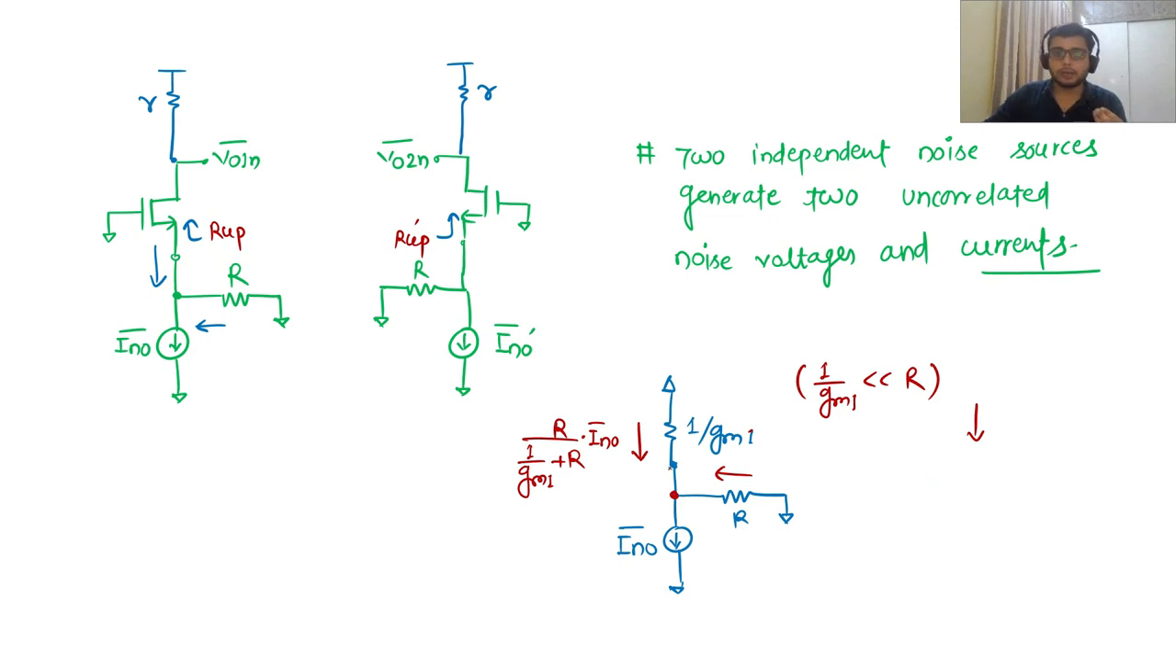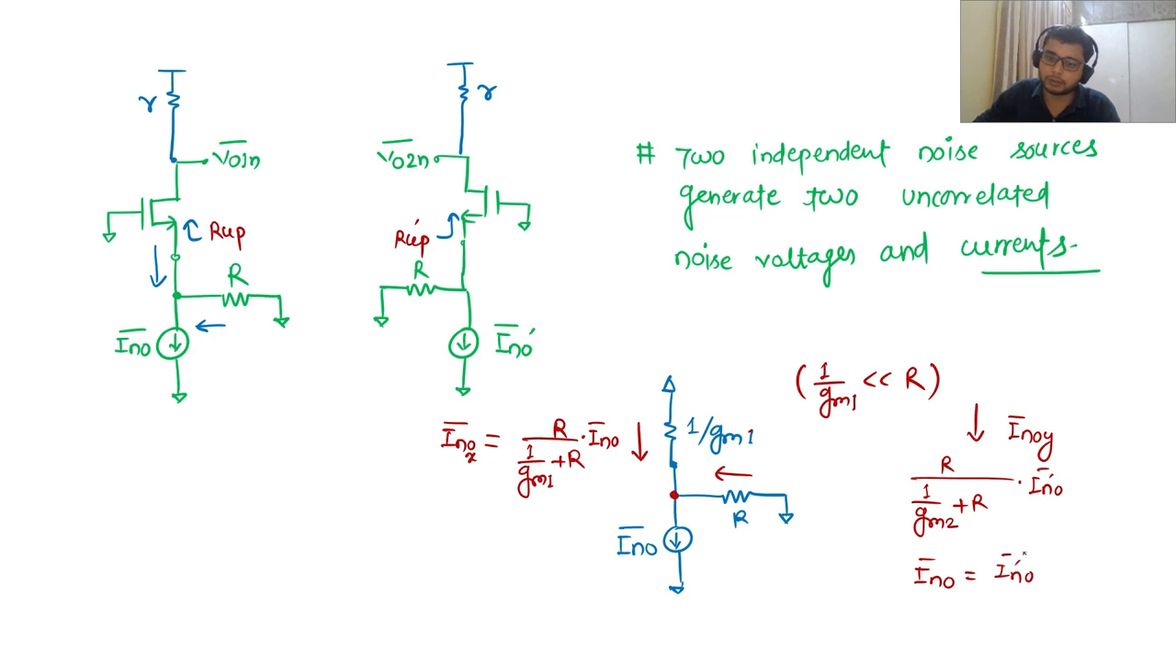So what is the point? Now this current, let's say I not x. After division, this is the x, and this is the y. So these are two currents actually which are generating here also. It is R times 1 upon gm2 plus R times in0 dash, where I can say in0 equal to in dash, because the transistors are the same size, and everything is the same for both the tail current sources. So then I can consider this.